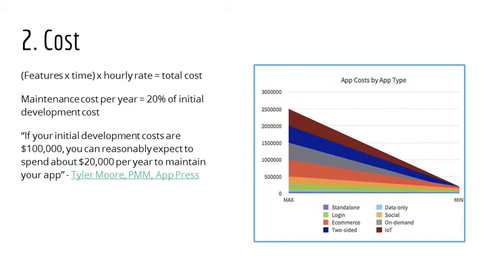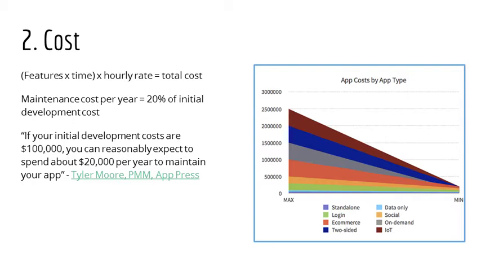Secondly, cost. Cost is a factor of how complex your application is and how much it costs for mobile developer time. And the range with this is really broad. It could be just a few thousands for a simple app, or it could go up to the millions if we're talking about complex IoT apps.